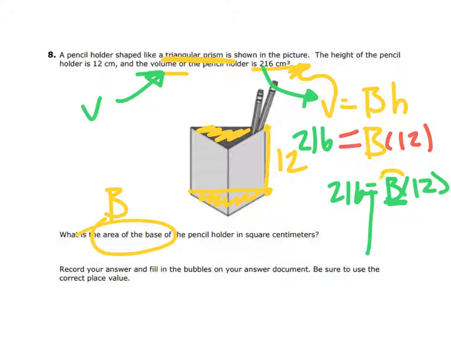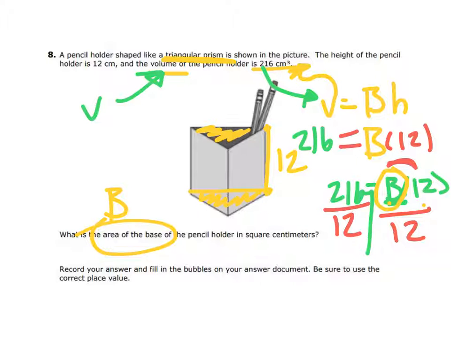I like to circle my variable so I know what I'm solving for. And I ask myself, what am I trying to get rid of so I can get capital B by itself? Well, I got to get rid of this 12. To do that, I have to do the opposite of what it's doing. Here, we're multiplying because they're right next to each other. If they're right next to each other, we know it's multiplication. So the inverse operation, or the opposite of what it's doing, would be to divide. So I need to take 216 and divide it by 12.